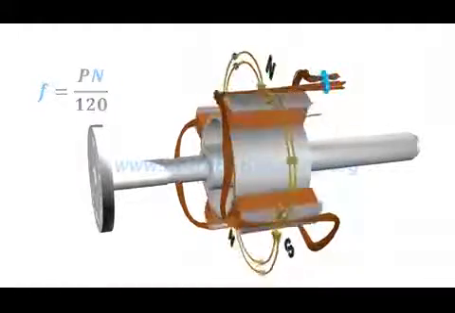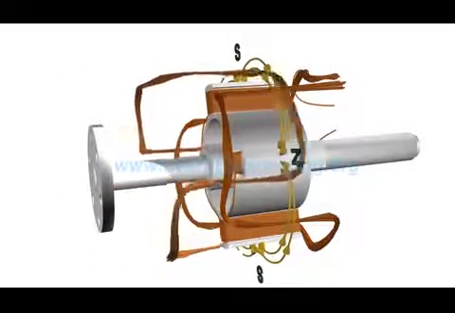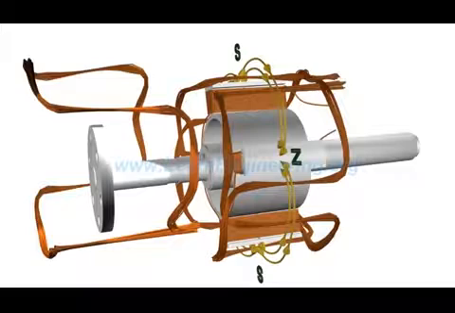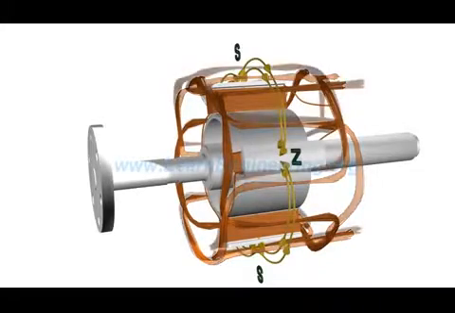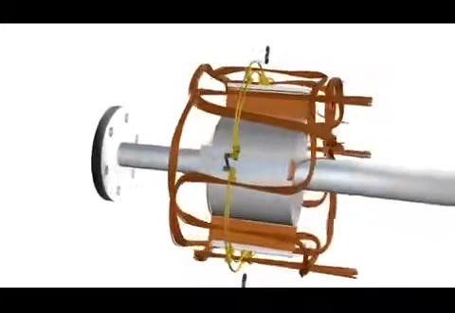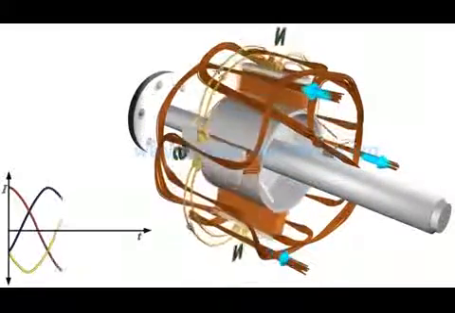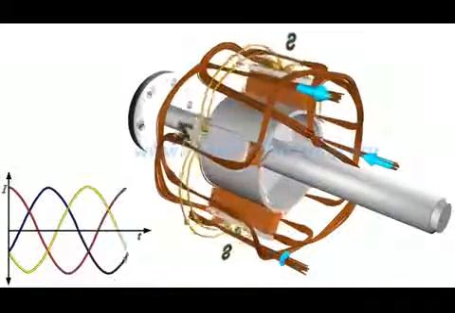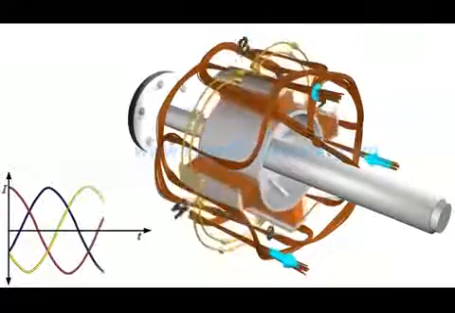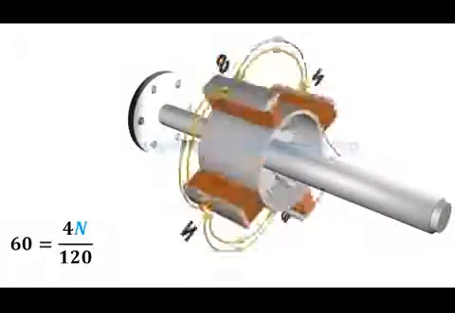For producing 3-phase AC current, 2 more such armature coils, which are in 120-degree phase difference with the first, are put into the stator winding. Generally, one end of these 3 coils are star-connected, and 3-phase electricity is drawn from the other ends. It is clear from this equation that in order to produce 60 Hz electricity, a 4-pole rotor should run at the following RPM.